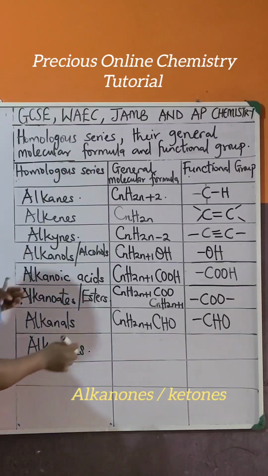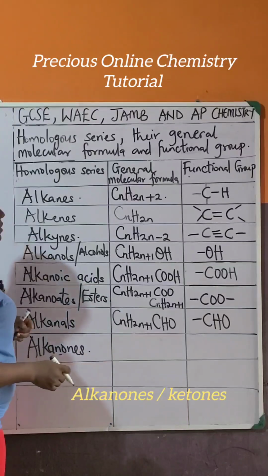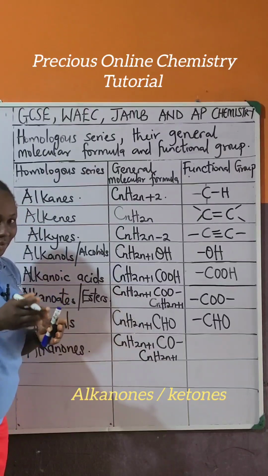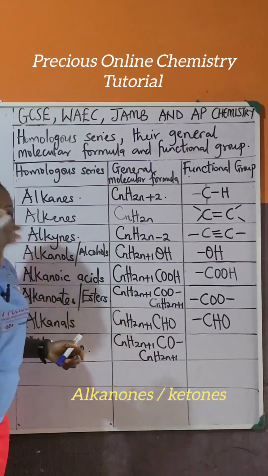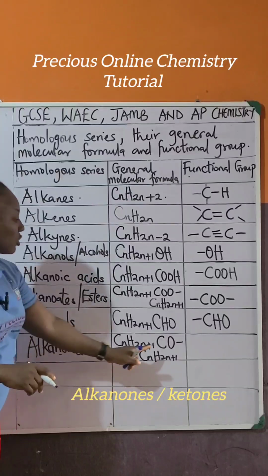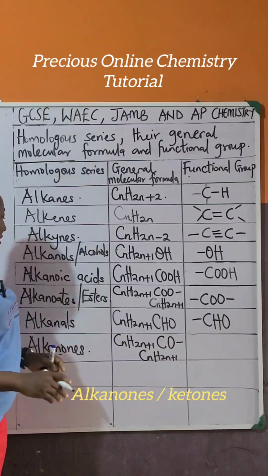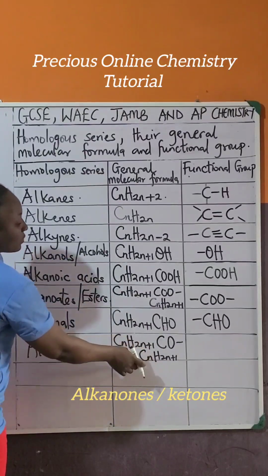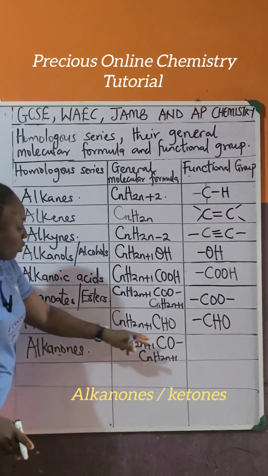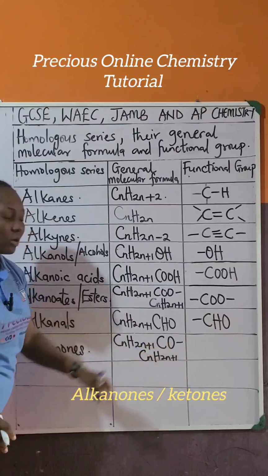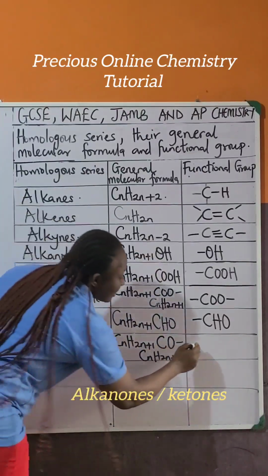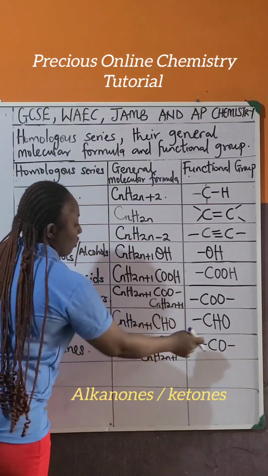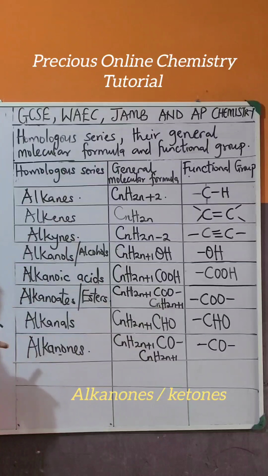Okay, so the next one, alkanones. Now, the alkanones, they are very simple to identify. What is their general molecular formula? The alkanones seem to look like the alkanoates, but they are not the same. The alkanones have just CO, while the alkanoates have COO. In the alkanones, we have two alkyl groups attached to the CO, one to the carbon and the other alkyl group to the oxygen. Hence, the functional group here is CO. It has two bonds as well, one to the carbon, one to the oxygen, so that the alkyl groups can attach.